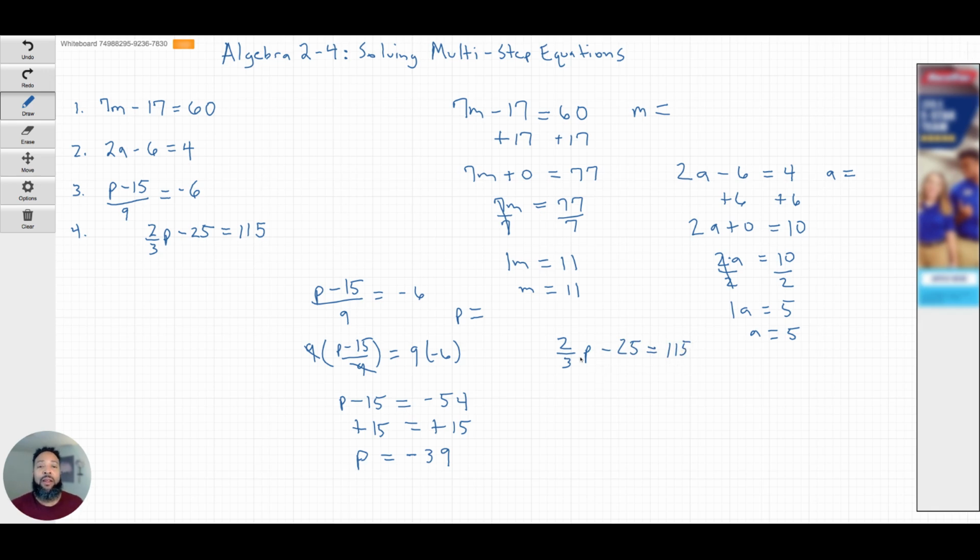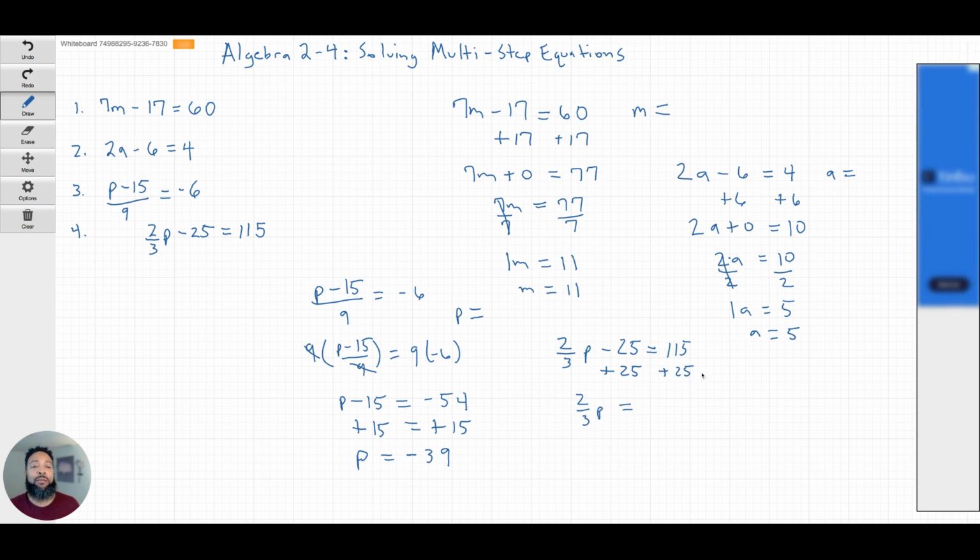So again, anything that's attached to the variable, we want to save that for last. So this minus 25 is hanging out on the end. So we're going to add 25 on both sides. Do that first. So we're left with 2/3 p equals 115 plus 25. That's going to be 140. So now, here we are dealing with fractions. So this 2/3 p, 2/3 times p equals 140.